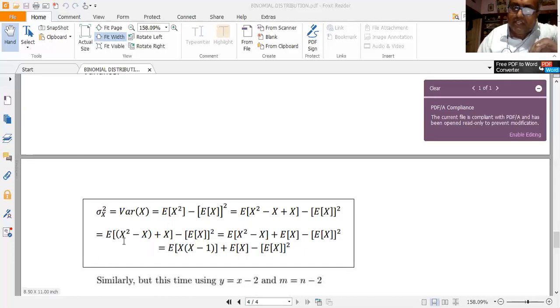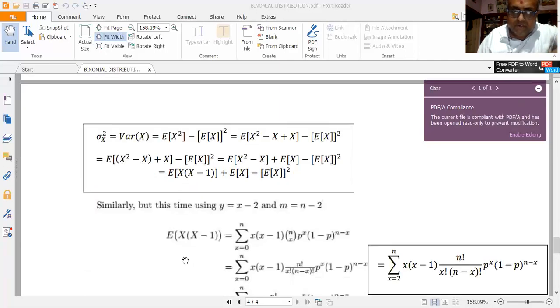So here A is X squared minus X, B is X. That's why E of A plus B equals E of A plus E of B, where A is X squared minus X and B is X. So I have E of X squared minus X plus E of X, minus mean the whole square. Now in X squared minus X, take capital X to be the common factor, so capital X into X minus 1. So expected value of X into X minus 1 I have, plus E of X minus E of X the whole square. Now my task is cut out in evaluating the expected value of X into X minus 1, which is what we are going to do now.